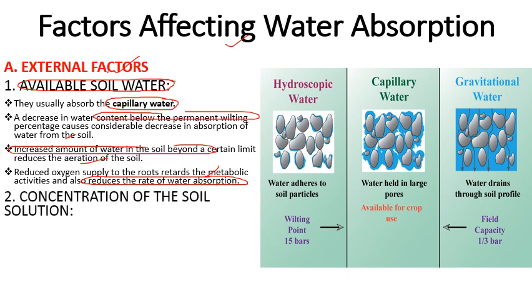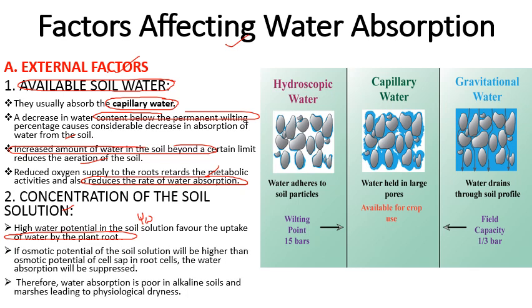The next factor is concentration of the soil solution. As we know, high water potential in the soil solution favors the uptake of water by plant roots. It means the soil water should have higher water potential as compared to the root hair sap. If the osmotic potential of the soil solution is higher than the osmotic potential of the cell sap in the root cell, the water absorption will be suppressed. Therefore, water absorption is poor in alkaline soil.